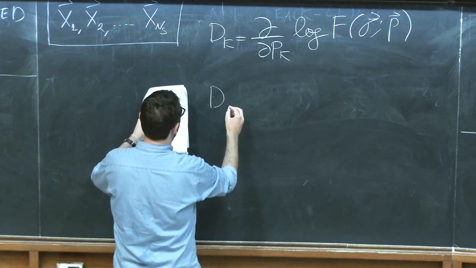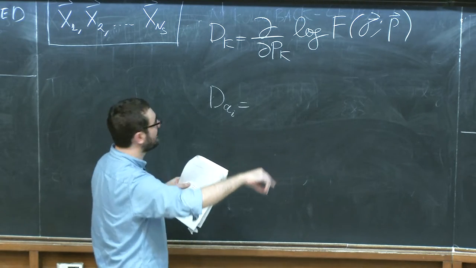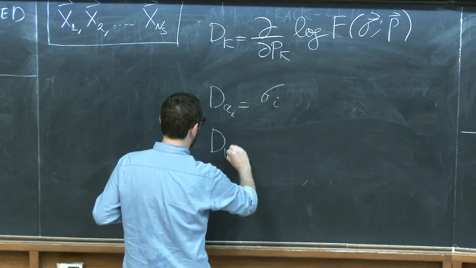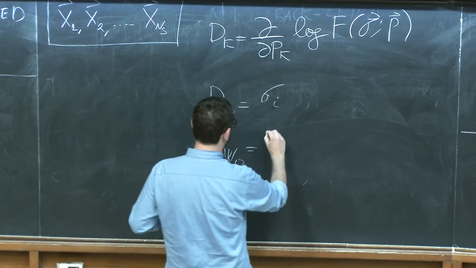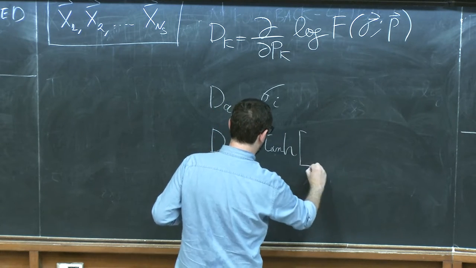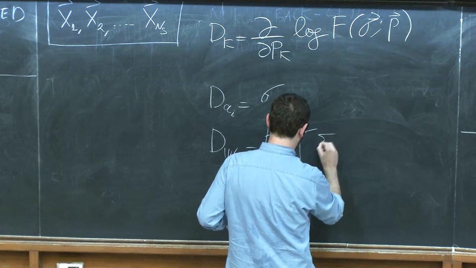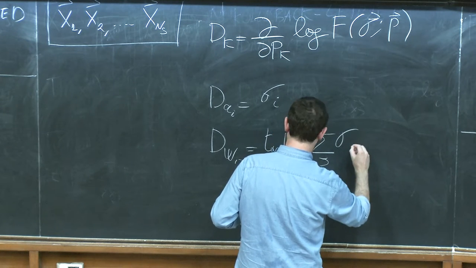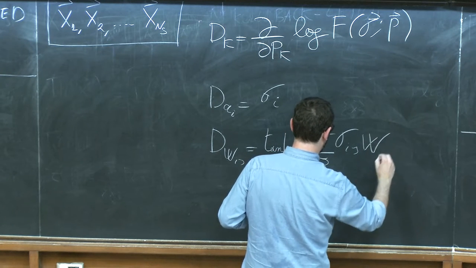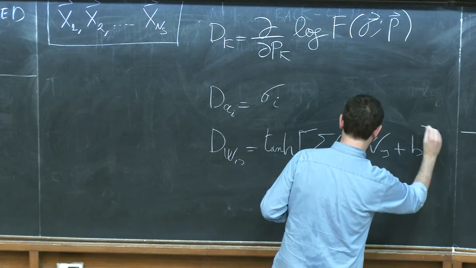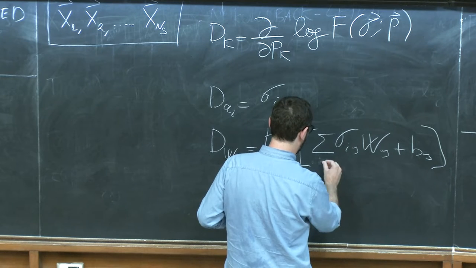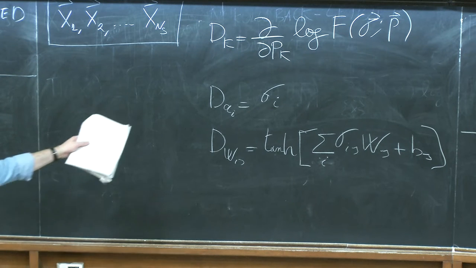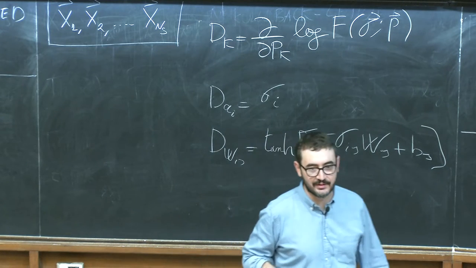For example, just let me write down something. If you derive with respect to this visible bias, this is just sigma i, so it is very easy. If you derive with respect to the weights, W i j, then this is just equal to the hyperbolic tangent of the sum over i of sigma i, basically w i j, et cetera. So you can just do the derivatives of the log of that quantity with respect to all my parameters and derive analytically all these quantities, okay?